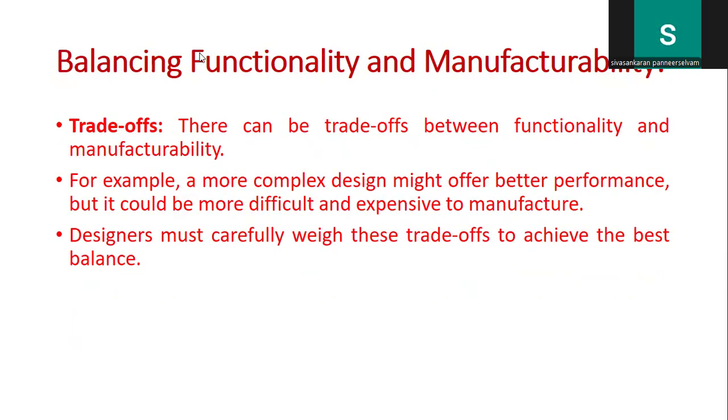So what is the trade-off between these two terms? For example, a more complex design may offer better performance, but it could be more difficult and expensive to manufacture if the design is very complicated and difficult for the manufacturer to understand. So the designer must be very careful while constructing the idea, by properly balancing both the functionality of the working model as well as the manufacturability of the product design.